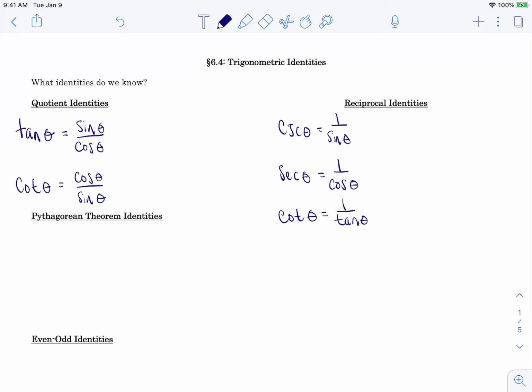Well, if all of these are true, then we know sine theta is just this reciprocal, 1 over cosecant theta. And then cosine theta is 1 over secant theta. And tangent theta is 1 over cotangent theta.